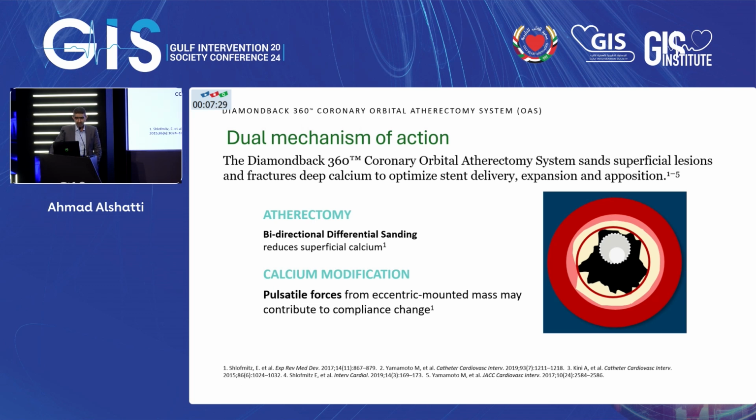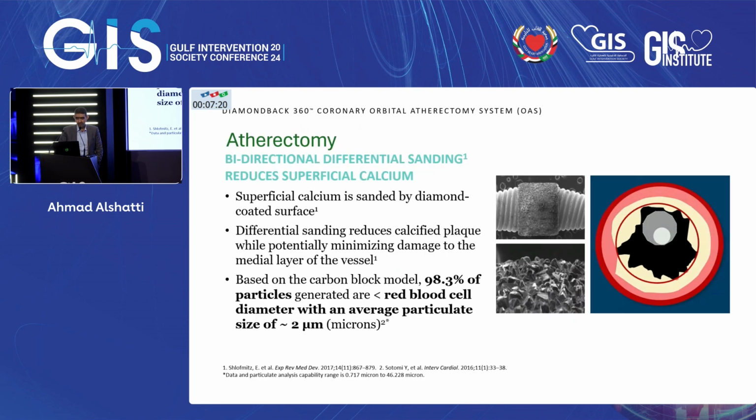It's the Diamondback 360 coronary artery orbital atherectomy system. It does both modification as well as atherectomy. Basically, when you think of a lesion, and you start rotating and trying to sand the lesion, it will break down the calcium into small particles, smaller than red blood cells, which could potentially cause less slow flow and fewer dissections of the intima, as well as less injury to the artery itself.